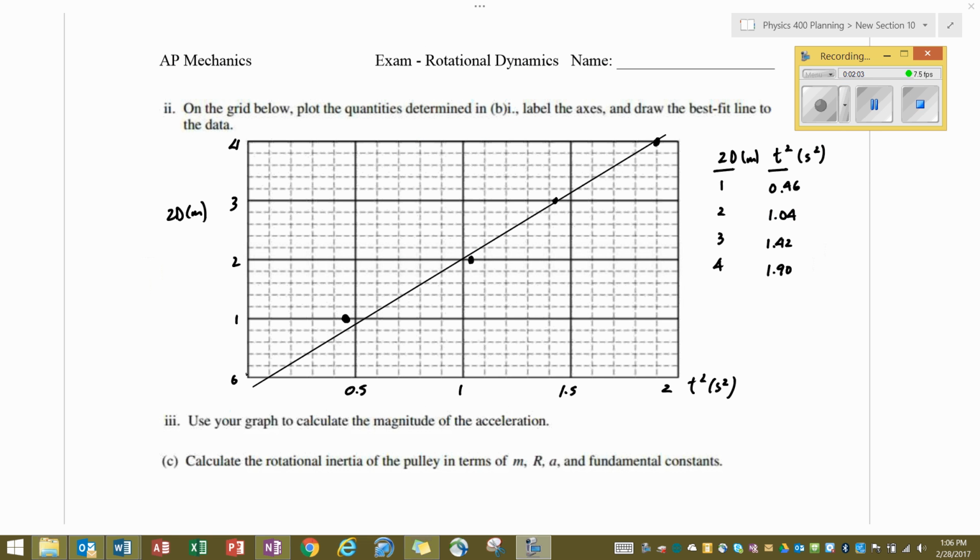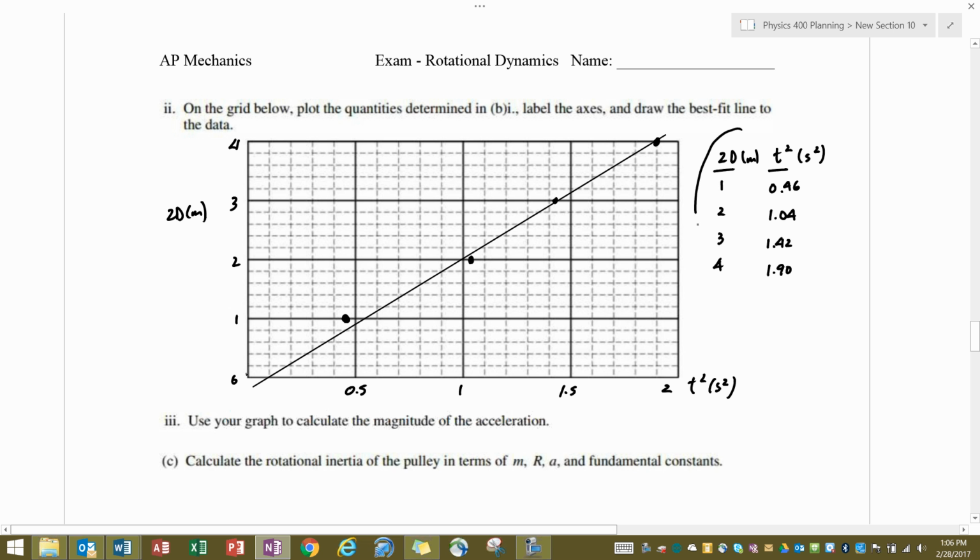Okay, so you can see I've copied over here my data table, squared time multiplied by d by 2, plotted my 4 points. I used a straight line tool on my computer to get a straight line fit. You would use a ruler or any straight edge. And now I'm going to use my graph to calculate magnitude of acceleration, which for my graph just means find the slope. So I'm going to pick 2 points on the line of best fit, not data points. AP specifically looks for that.